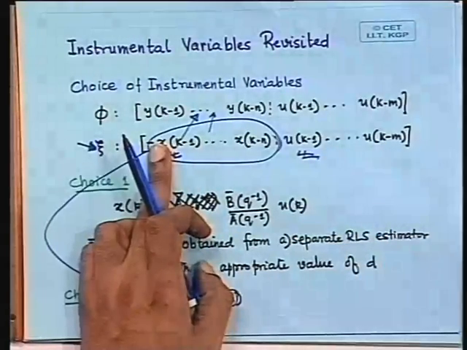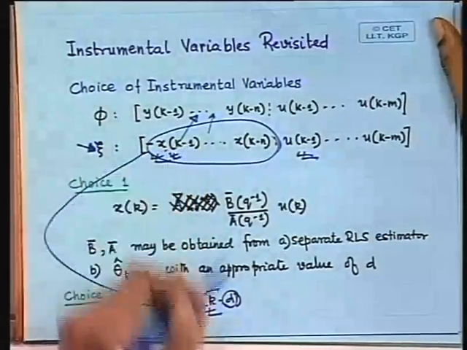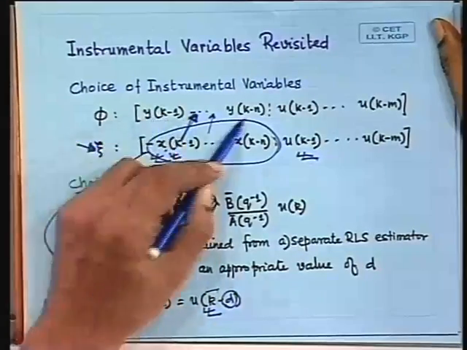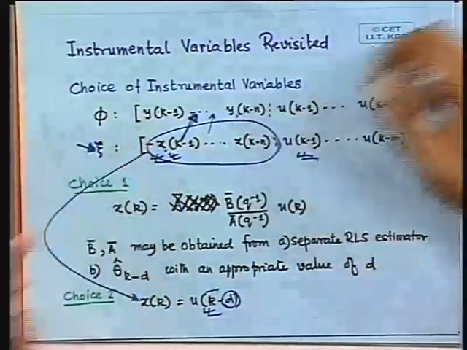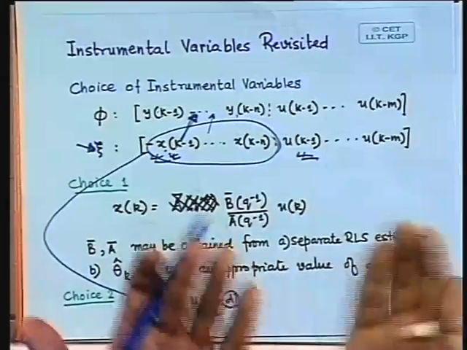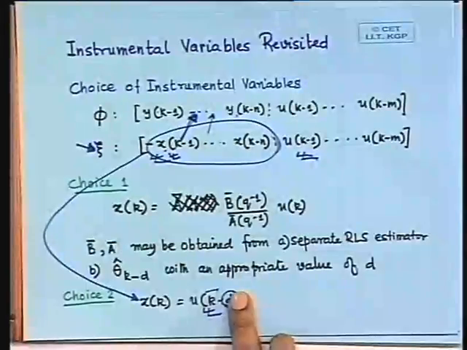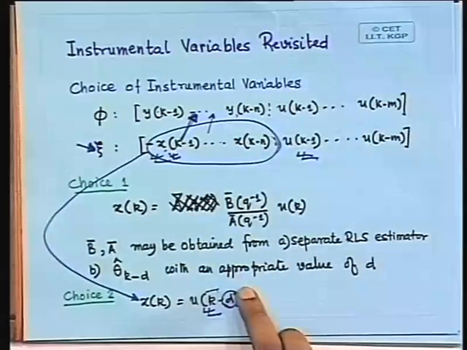That requirement is satisfied. And u k minus d is naturally going to be correlated with these, because you have done the shift within the time constant. If you make this d too large, then it may become uncorrelated.